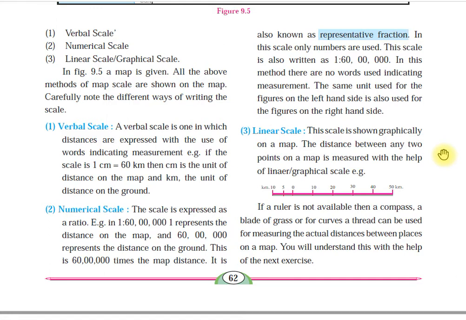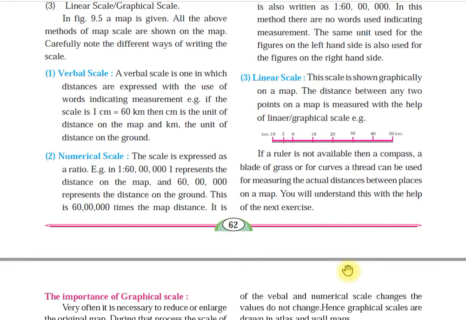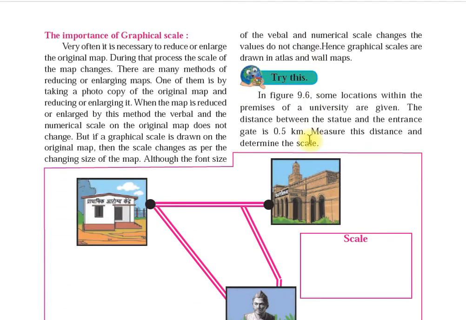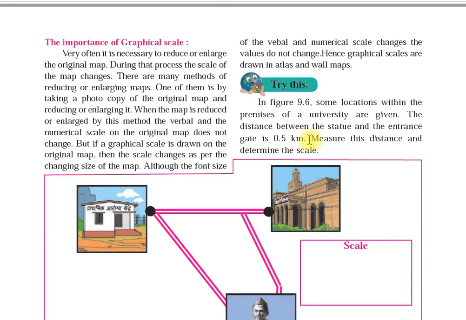You will understand this with the help of the next exercise. So when we do the next exercise in the class, you will be able to understand. So I will just tell you what you mean by linear scale. A scale in which distance is expressed by drawing graphically. See here they have shown on page number 63 how it is drawn graphically. They've shown you how it is done. A scale drawn graphically is called a linear scale.